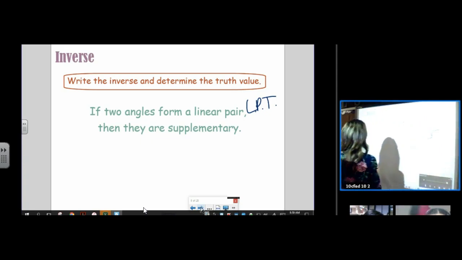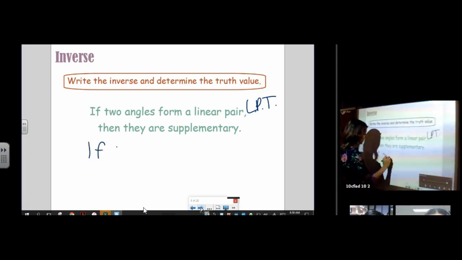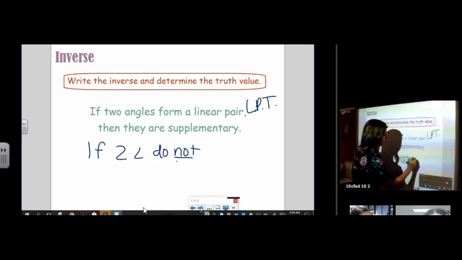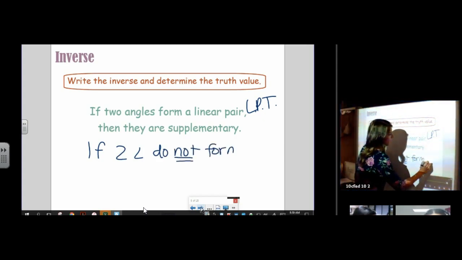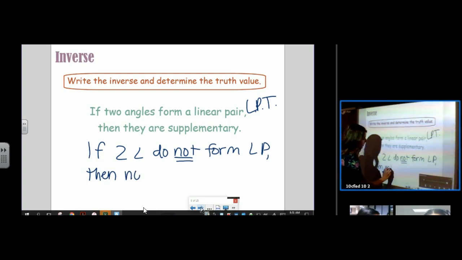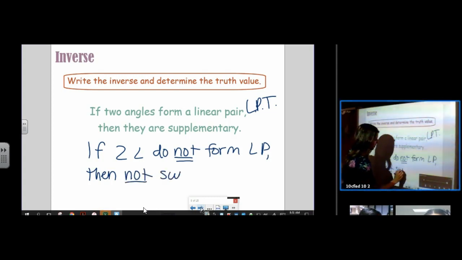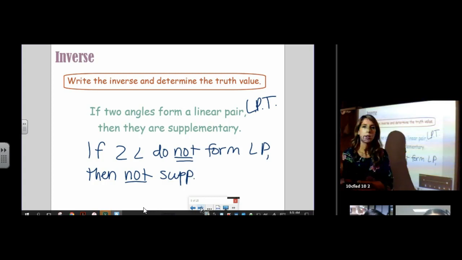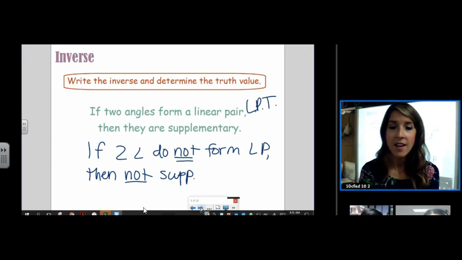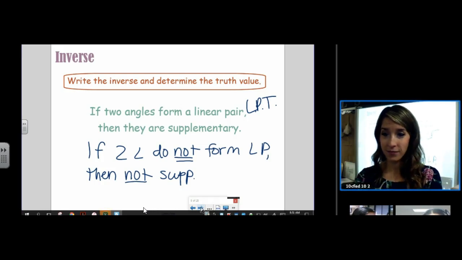That one's always true. We care about what the inverse is. So the inverse, if two angles do not form a linear pair, then they are not supplementary. So there's our inverse. If they do not form a linear pair, then they're not supplementary. Now it's time to determine the truth value. What do you think? Type it in the chat, true or false.